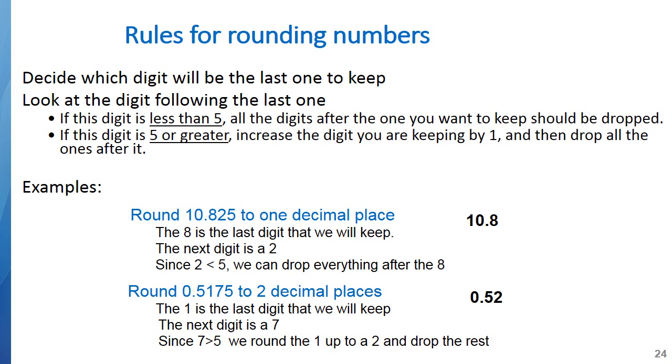Okay, round 0.5175 to 2 decimal places. Well, in this case, the 1 is the second decimal place, and that's the one we want to keep. So we look at the digit after, which is a 7. Since 7 is greater than 5, then we round up, and so our answer would be 0.52.